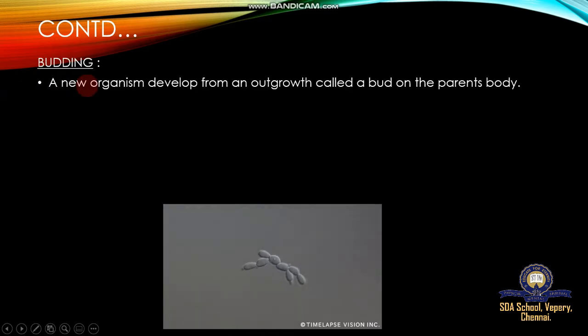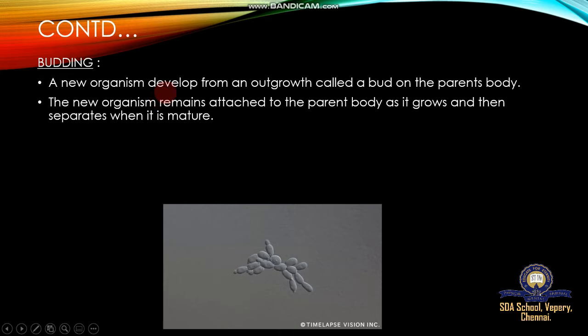Then budding, which happens in yeast and hydra. Both undergo budding formation. A bud means one parent cell divides into some daughters. The parent is larger in size, and the dividing cell forms individual small cells. A new organism develops from an outgrowth called a bud on the parent body. The new organism remains attached to the parent's body as it grows and then separates when it is mature.